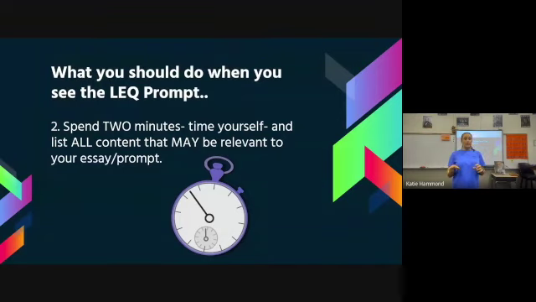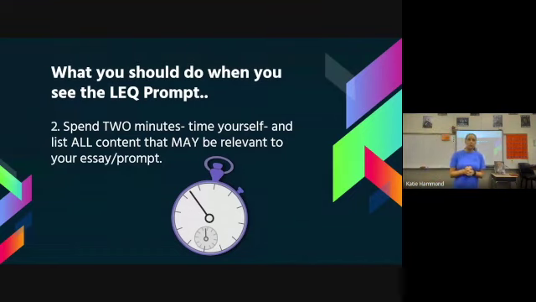With an LEQ, there are no hints, okay? And before you even get to writing your thesis and stuff, time yourself for 2 minutes, and you're basically creating a word bank, okay? So let's see right now, just with this chat.